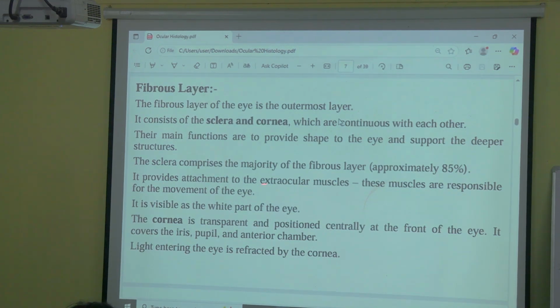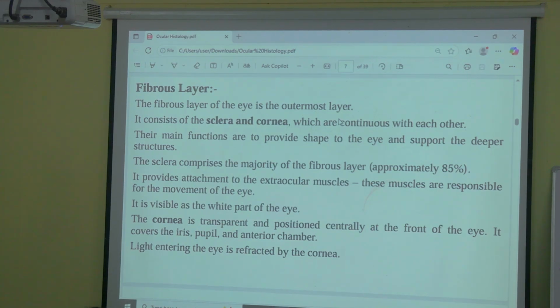Sclera का function क्या है? Provides attachment to the extraocular muscle. Just now I have mentioned, with the help of extraocular muscle you can do various movement. Okay, ऊपर भी देख सकते हो, नीचे भी देख सकते हो, दोनों साइड में देख सकते हो. So how it is possible? With the help of extraocular muscle.